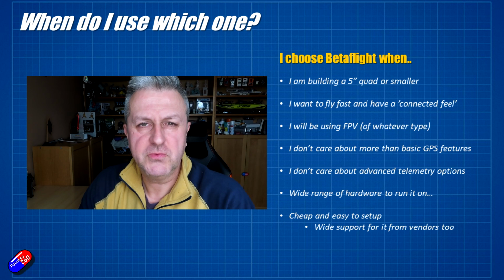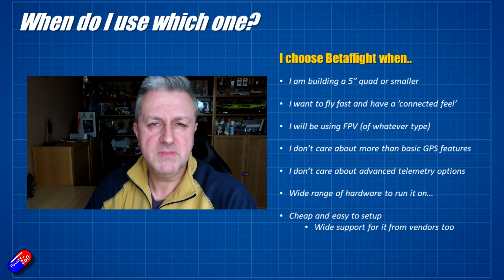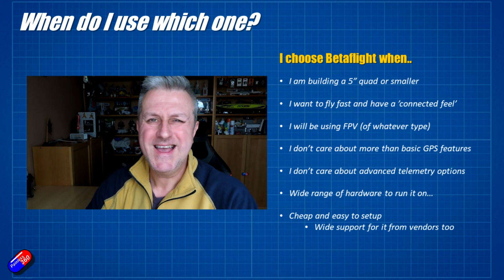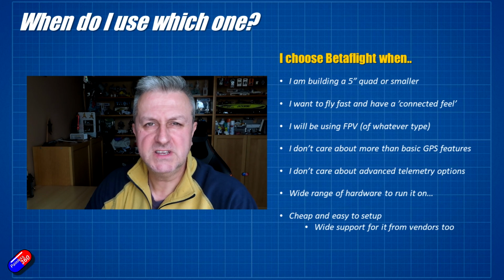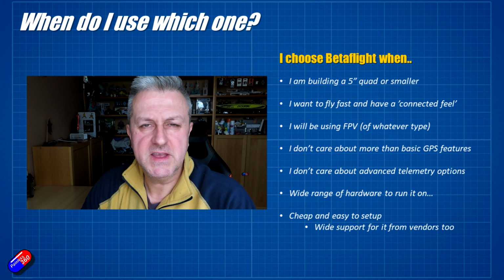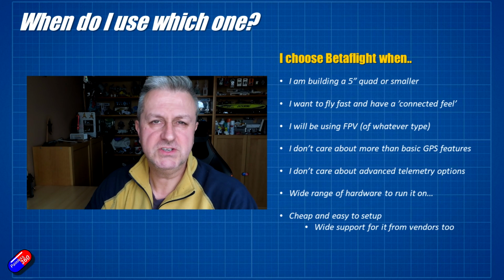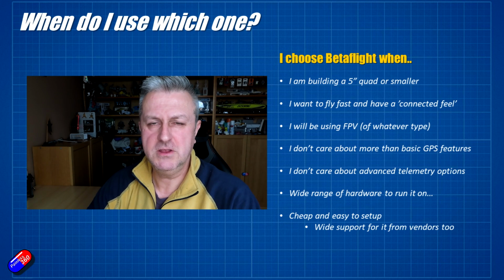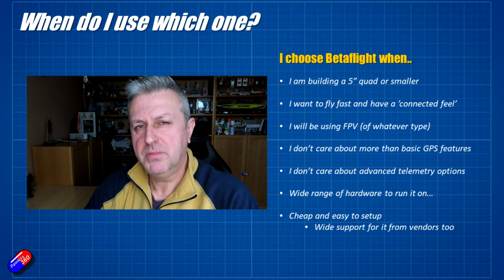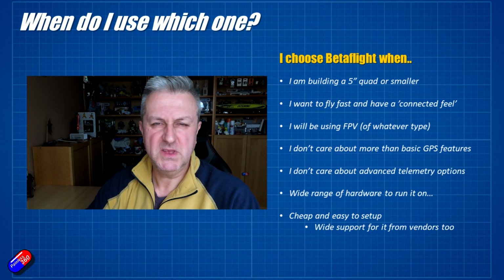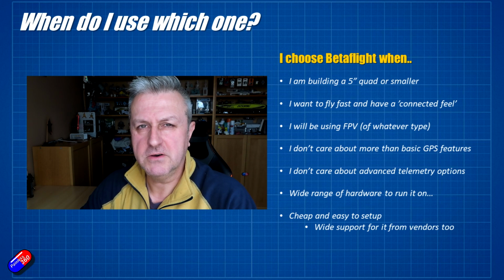It tends to be on the models where I'm flying FPV, whichever version I particularly am interested in, and I tend to use it when I'm not that bothered about GPS features. If I'm going to use the GPS return to home, the new feature, rather than the horrible GPS rescue mode, that's there to try and get the model back. But I'm not that bothered about doing missions or any of the more advanced stuff.